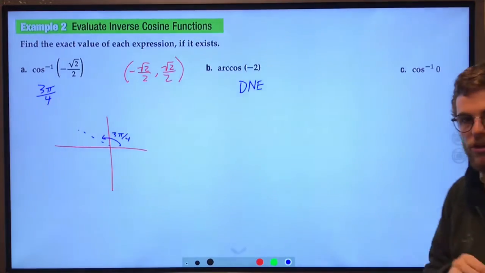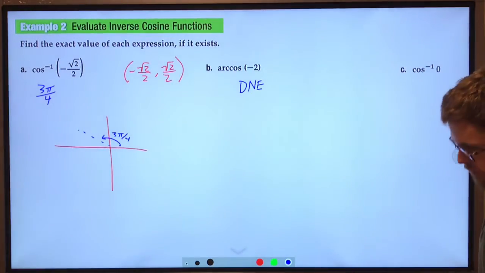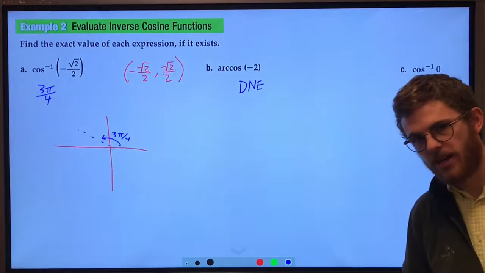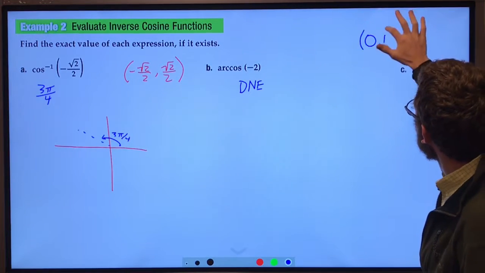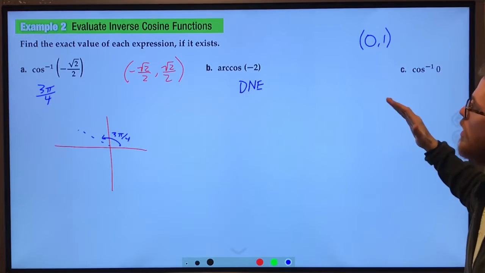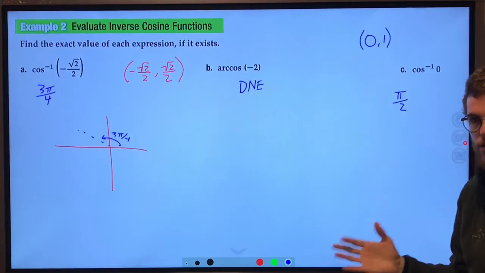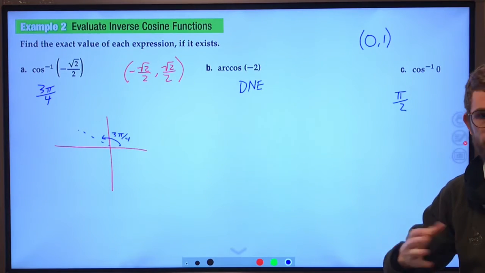Finally, inverse cosine of 0. When is our x value 0 in the first or second quadrant? That is the point 0, 1, and that is the radian measure pi over 2. Pi over 2 would get us the point 0, 1, meaning the x value would be 0. Boom.